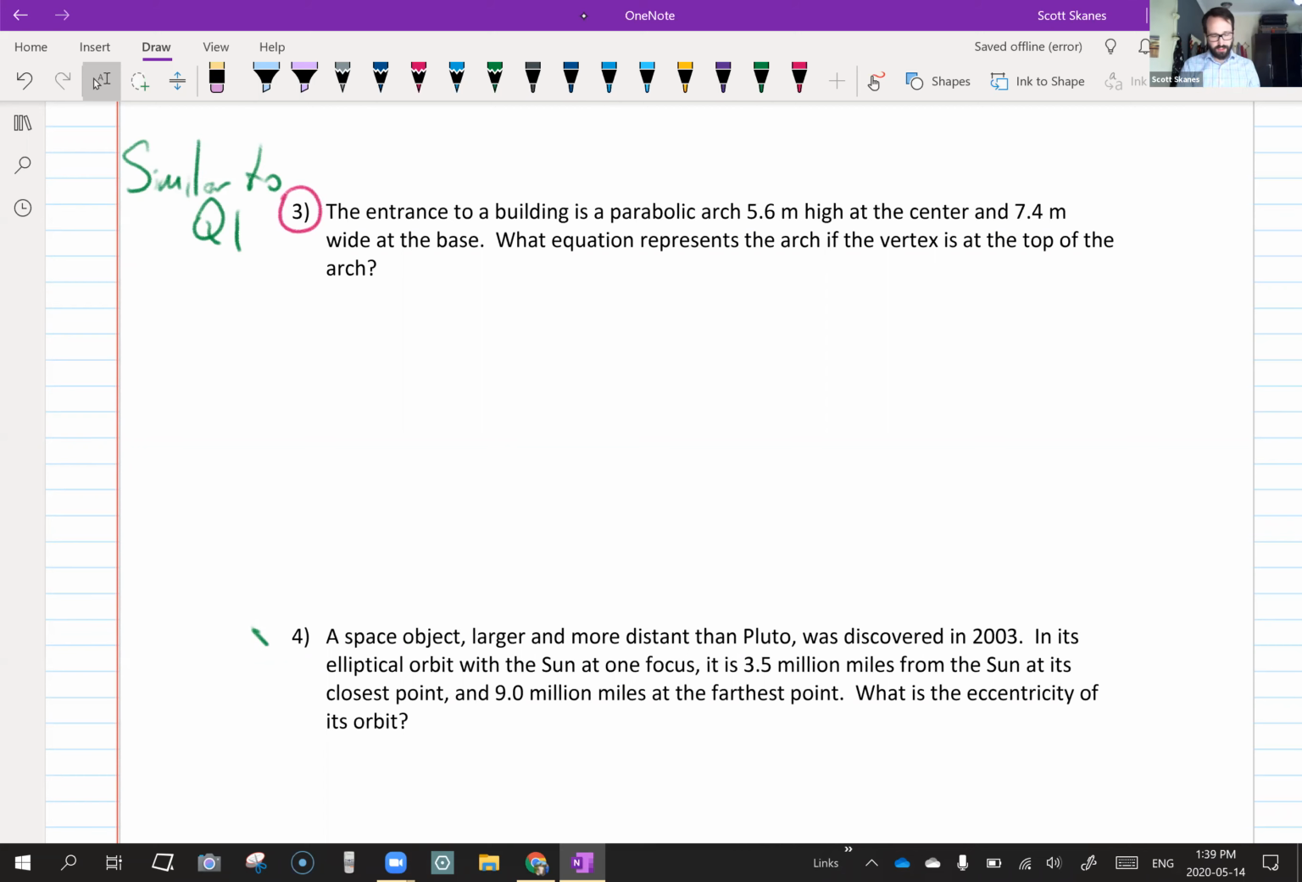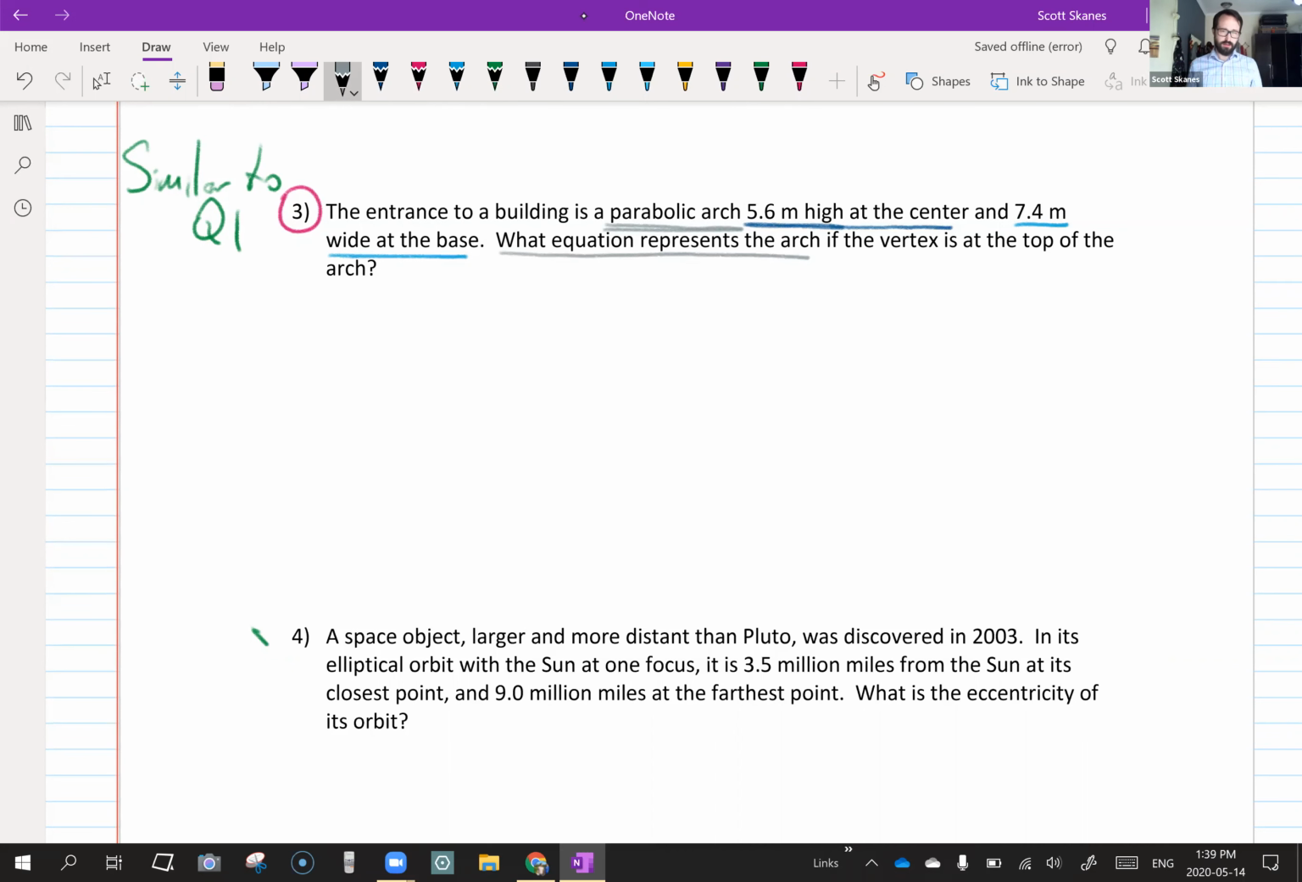Let's get started. Let's read it. The entrance to a building is a parabolic arch, 5.6 meters high at the center, 7.4 meters wide at the base. So right away, let me make that blue. This will be giving us the vertex, we'll see in a second. And then it says, what equation represents the arch? So give me the equation of the parabola.